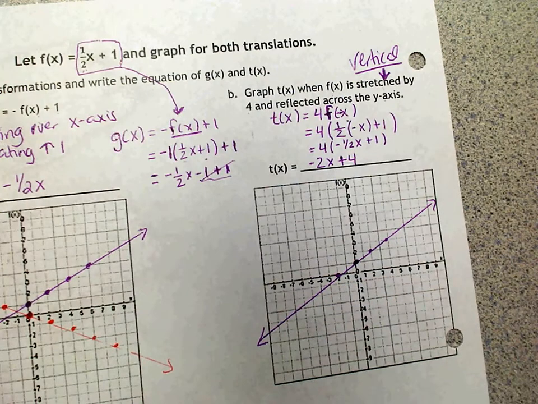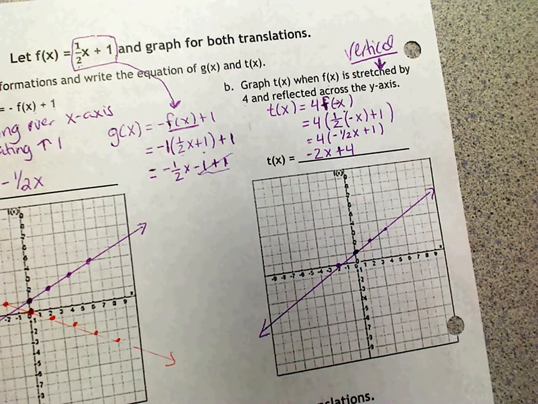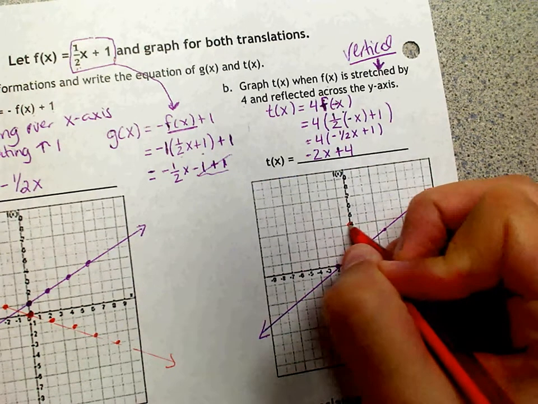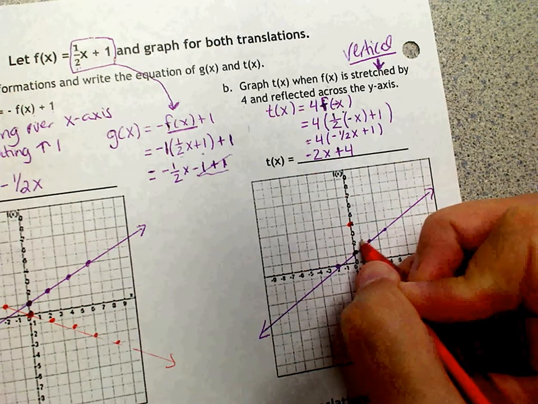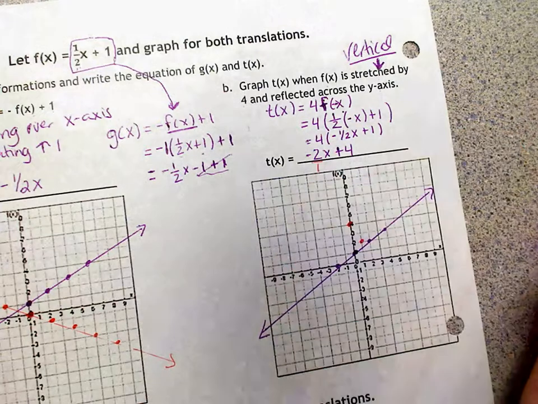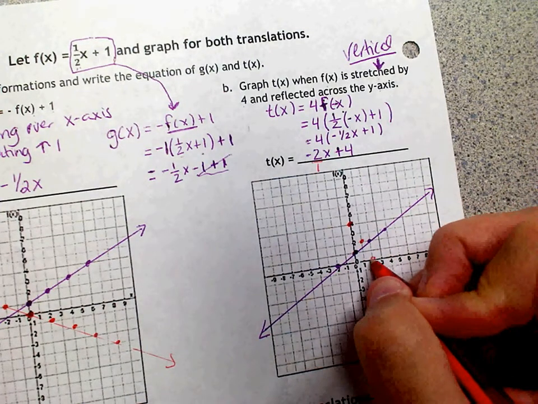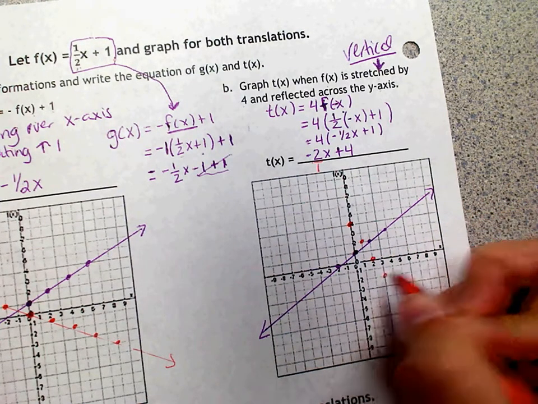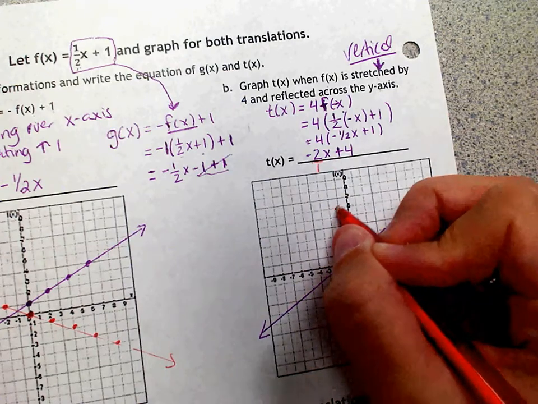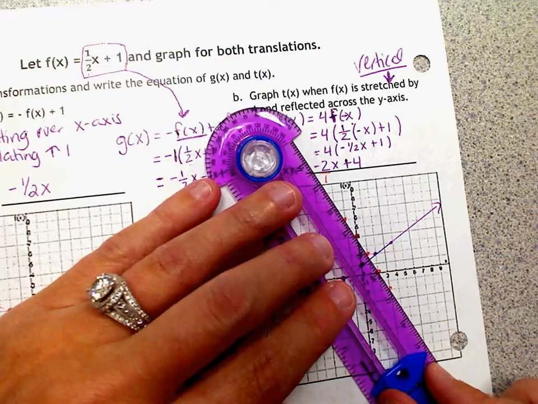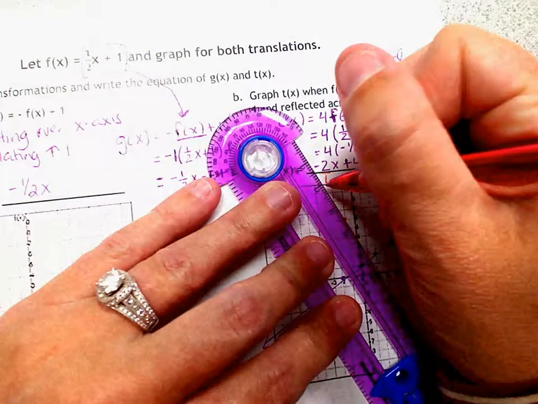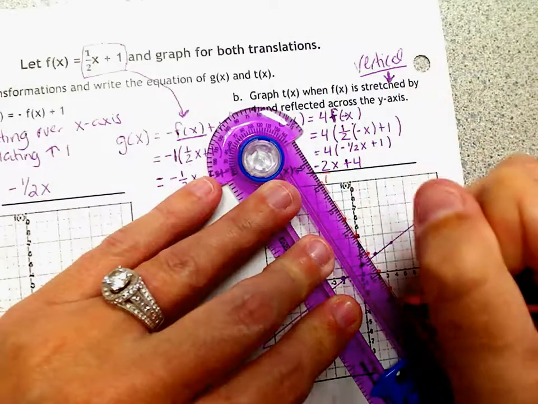And then how do I graph this one? I start at positive 4. I go down 2 over 1, because this has a 1 under it. Down 2 over 1. Or I could go up 2 and backwards 1. Either way, we get the same line. And our line should be going down because it's negative. And we're going to make that one dashed.